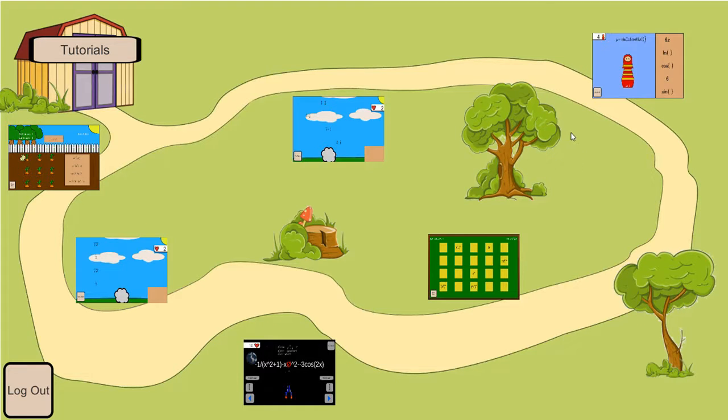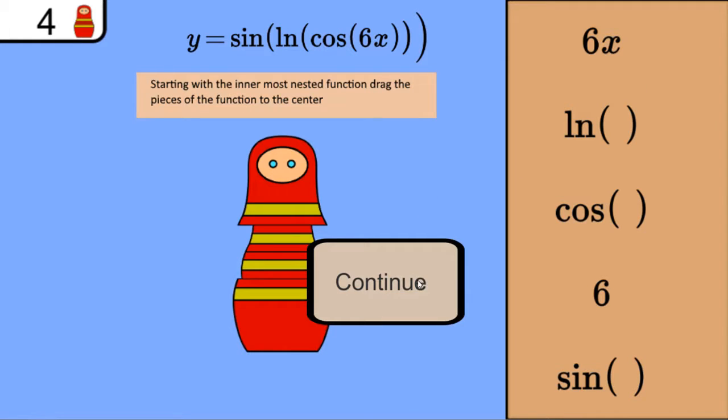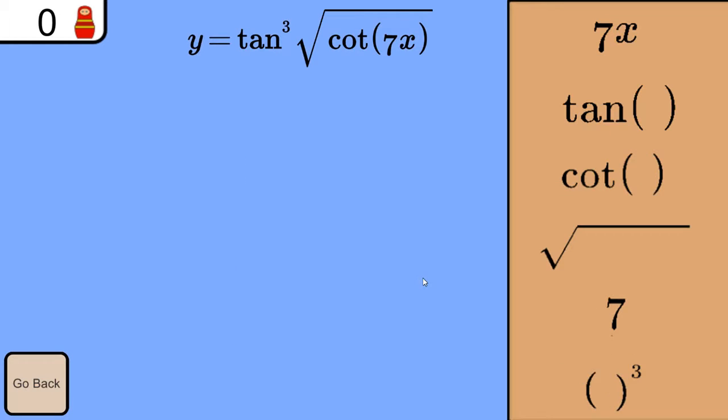Okay, so our next game is dealing with parenthesis placement again, and this is a nested doll situation. We're presented with an equation at the top here: y is equal to the tangent cubed of the square root of the cotangent of 7x. Like nesting dolls, you start with the smallest one, the innermost doll, and then you build off of that.